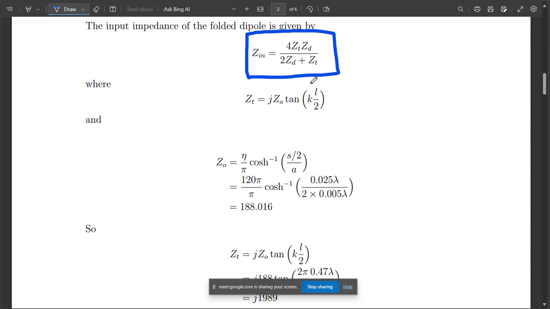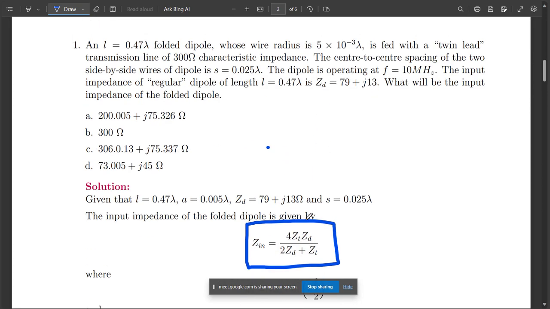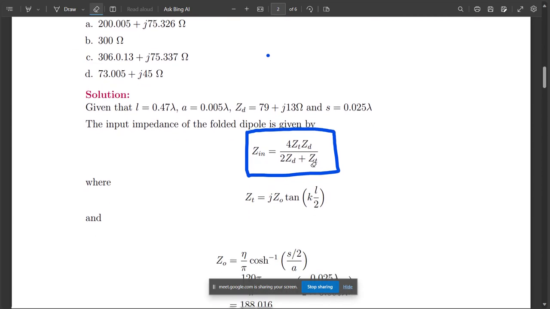transmission line impedance. Find out the transmission line impedance. You already know the value of ZD. You will be able to find out Z in, that is the input impedance of the folded dipole. Got it? Were you able to? Yes, madam. Okay.